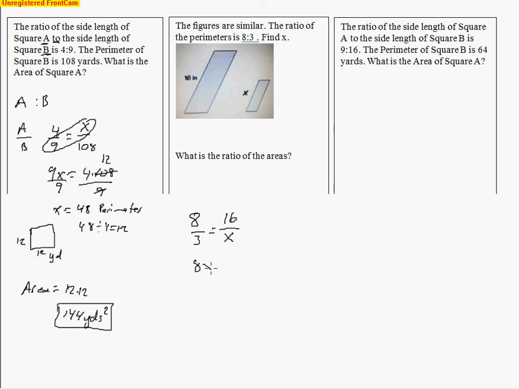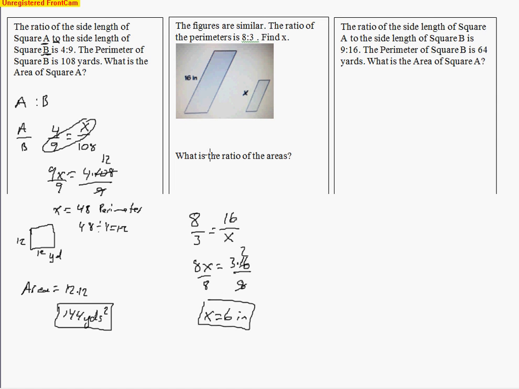So 8x equals 3 times 16. So you can do the same trick again. You don't have to multiply 3 and 16 because when you divide by 8, 8 goes into 16 2 times, and it makes the math go pretty quick. See, 3 times 2 makes 6, so 6 inches would be what x is.